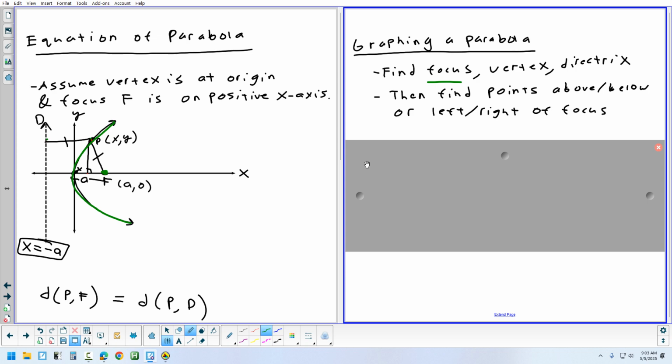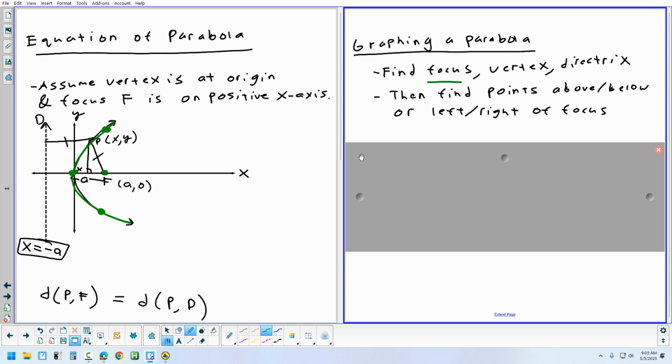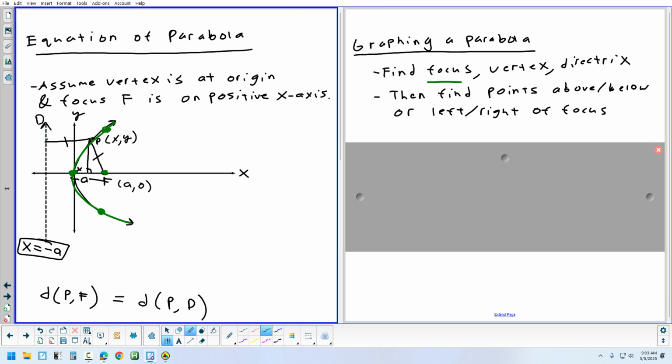So what I usually do is if I know where the focus is, a lot of times I'll find a point above the focus, below the focus, and then I'll find the vertex. And those 3 points, it's usually good enough to make a sketch. Now, in this case, it's above and below the focus that I would find points.